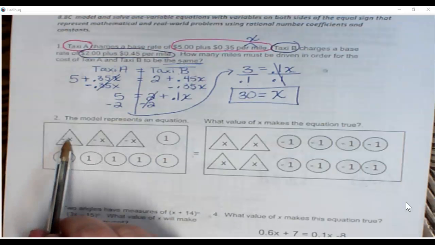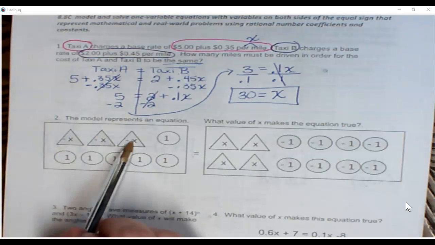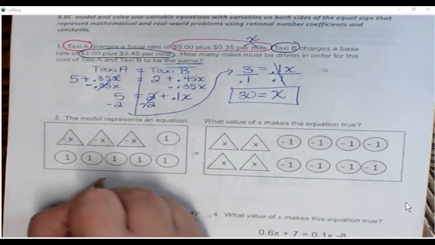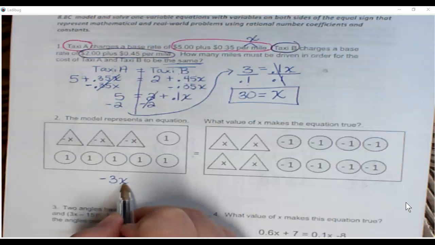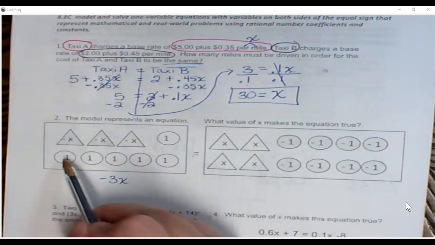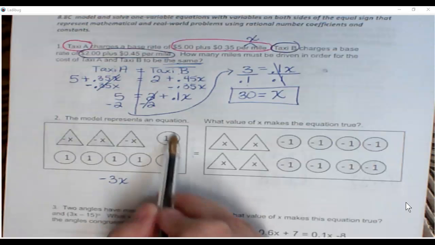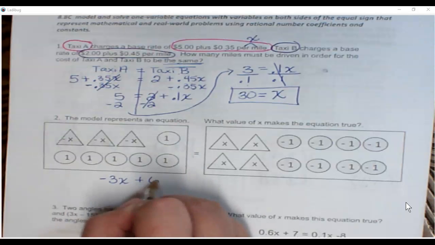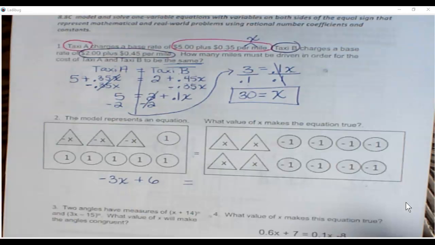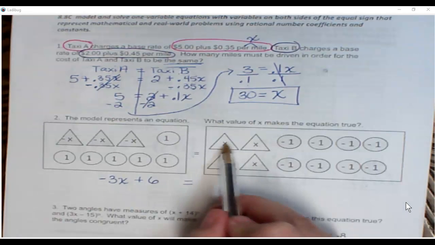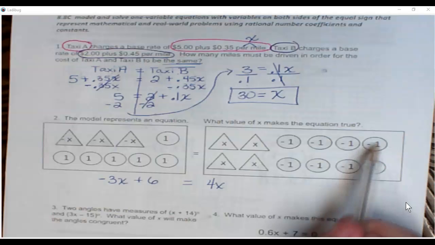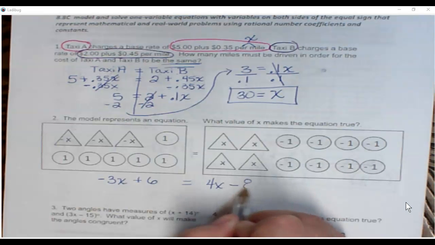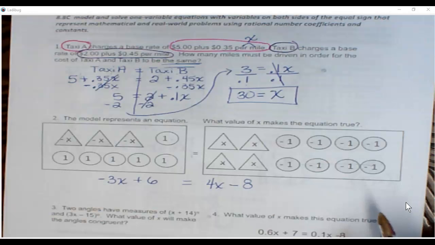Well, on this left side, I see I have a negative x, a negative x, and a negative x. So I have a total of negative 3 x's, because I have 3 negative x's. And then I have 1, 2, 3, 4, 5, 6 ones, and they're all positive. So plus 6. That's going to be equal to, and now we do the right side. I have 4 x's, and they're all positive. And then I have 8 negatives, so minus 8. Again, if we were to solve this, you would move variables to one side, constants to the other.